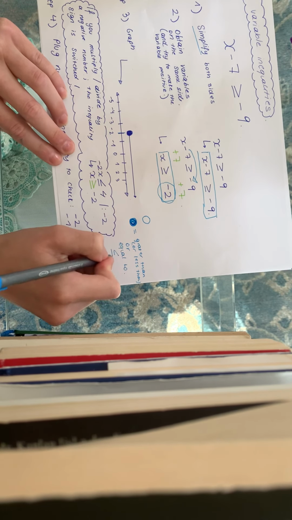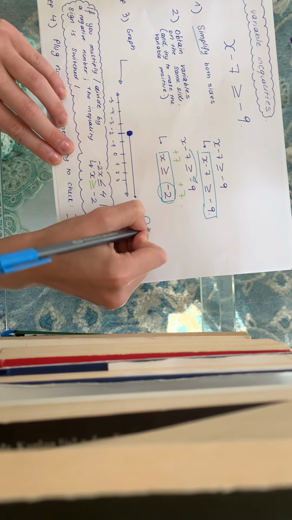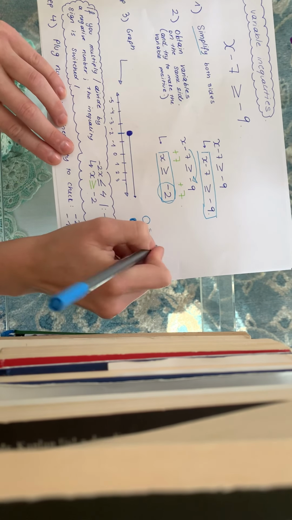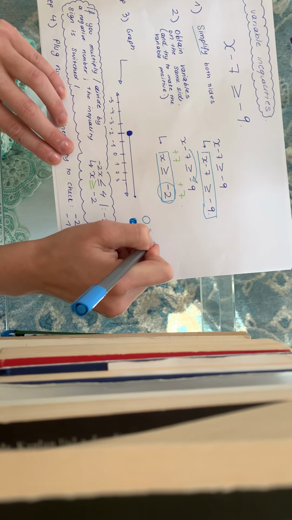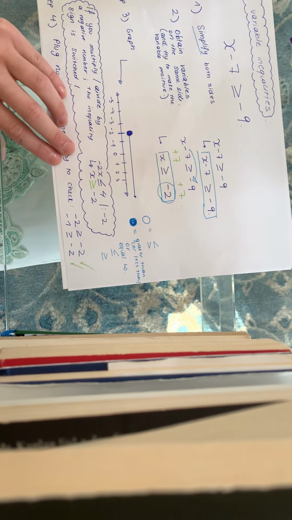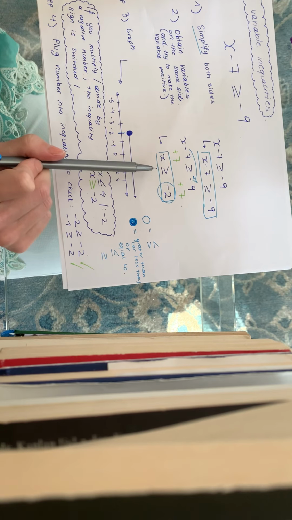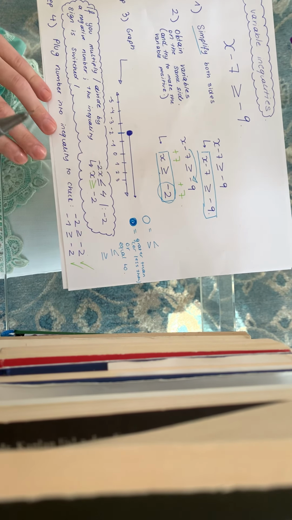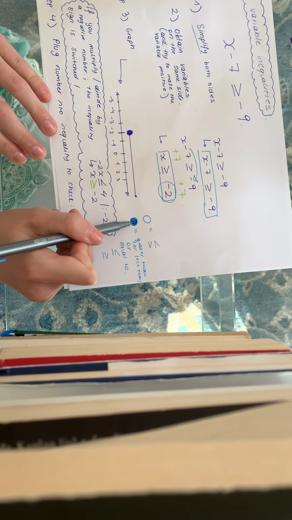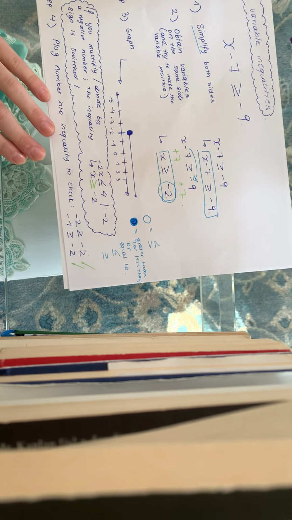So either this or this. This is just greater than or equal to. So either this or this. As in this inequality, it is greater than or equal to. We use a full circle.